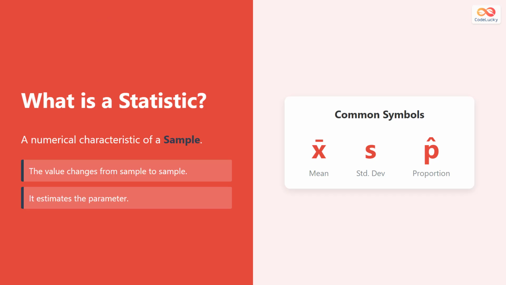A statistic is a numerical value that describes a sample. Unlike a parameter, a statistic is not fixed. Its value depends on which individuals you happen to pick for your sample. If you take a new sample, you will likely get a slightly different number. We use statistics to estimate the unknown parameters. Common symbols include x-bar, s, and p-hat.